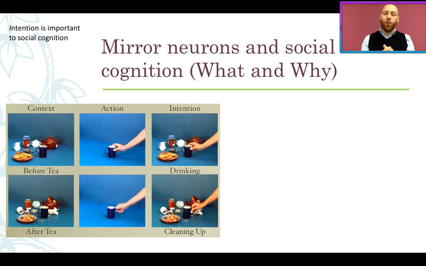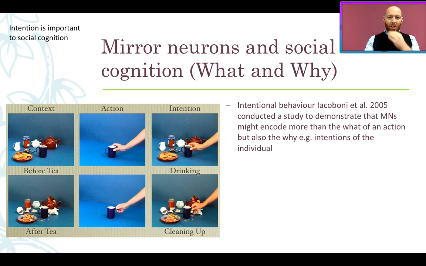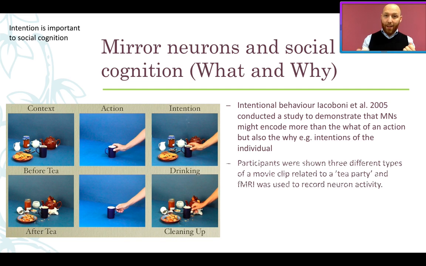Mirror neurons and social cognition. This is what we're after. We're after this idea that mirror neurons might provide a biological basis for social cognition. So, interesting research by AQA here, 2005, conducted a study to demonstrate that mirror neurons might encode more than just what the action is, but also why. In other words, they might encode intention.